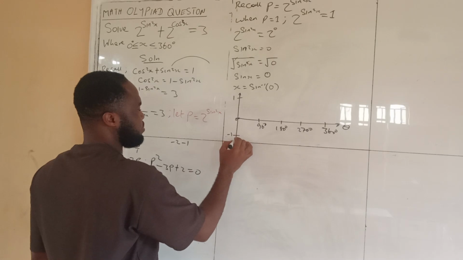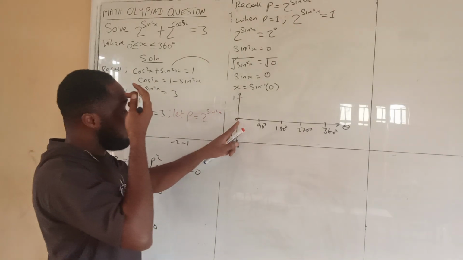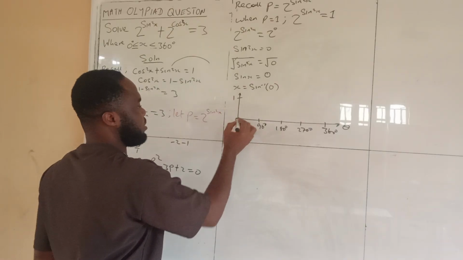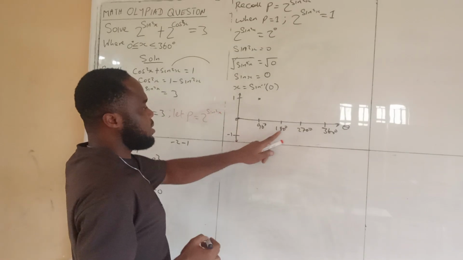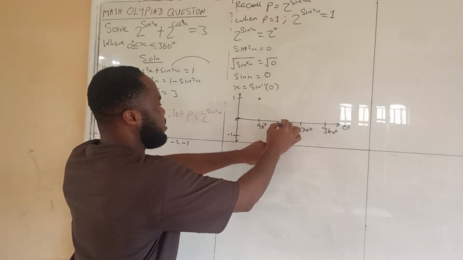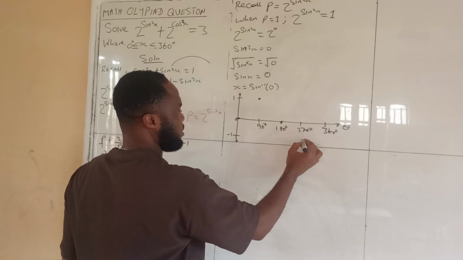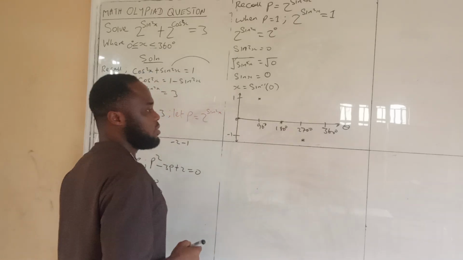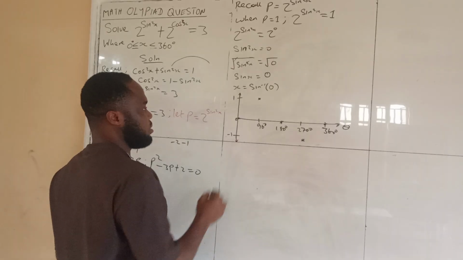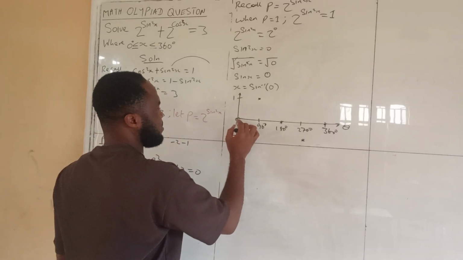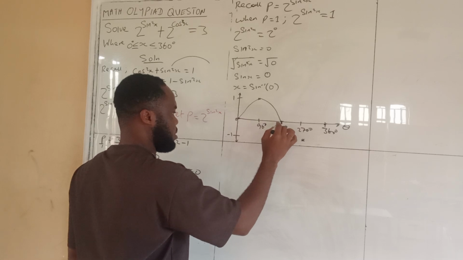Now, sine 0 is 0. Sine 90 is 1. Sine 180 is 0. Sine 270 degrees is minus 1. Sine 360 degrees is 0. So when we draw this graph, we're going to have something like this.